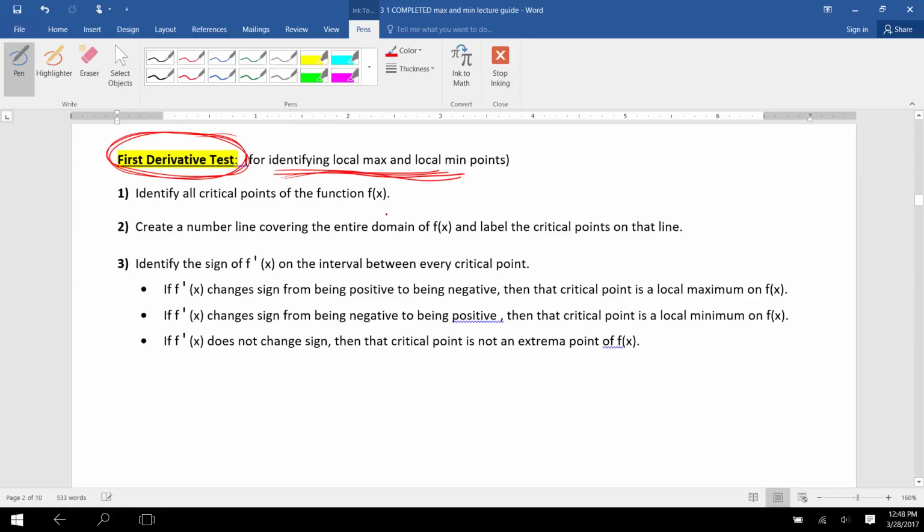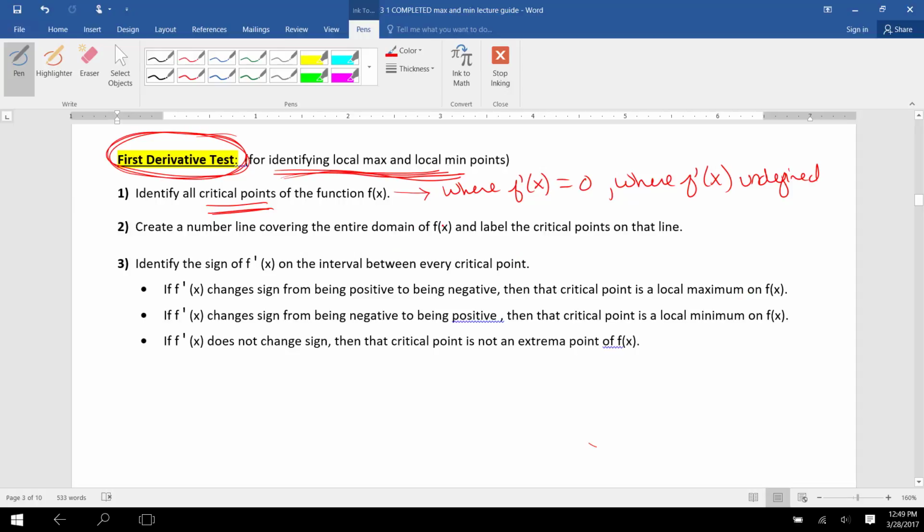All right, step 1, if you're going to find a maximum or minimum, find critical points of the function f. Recall what that means. You need to find where is f prime of x equal to 0? Where is f prime of x undefined? Those are the places that you have critical points. Second, you're going to create a little number line covering the entire domain of f, and you're going to label your critical points on that line.